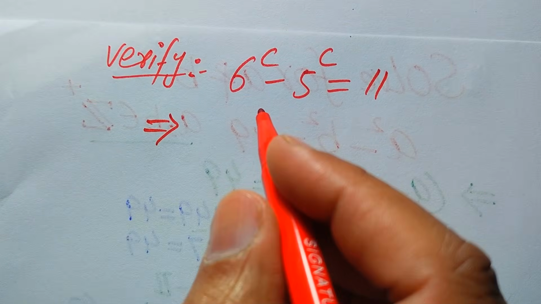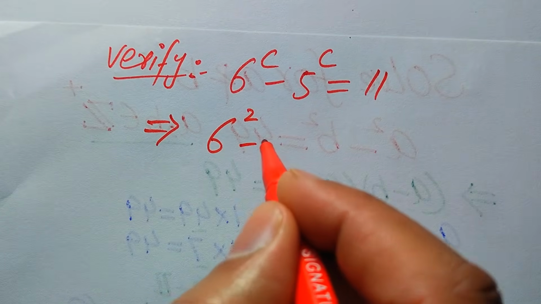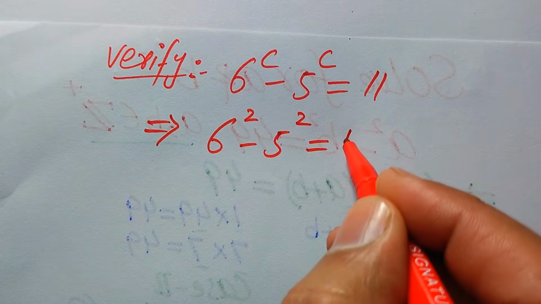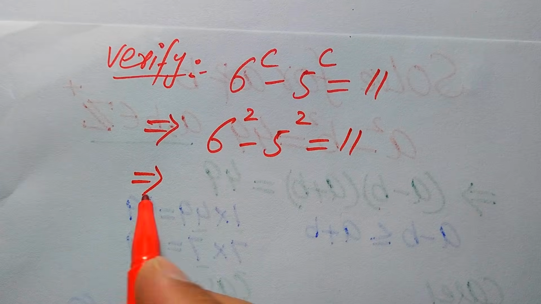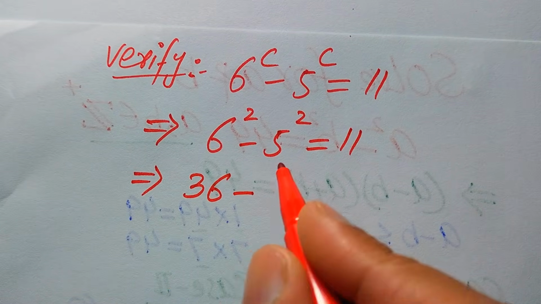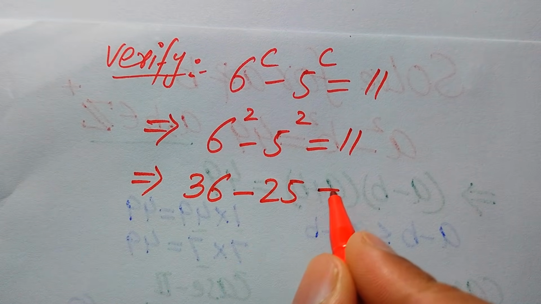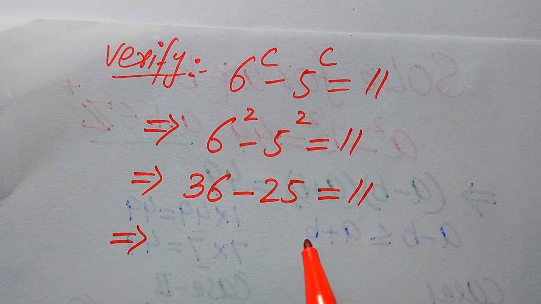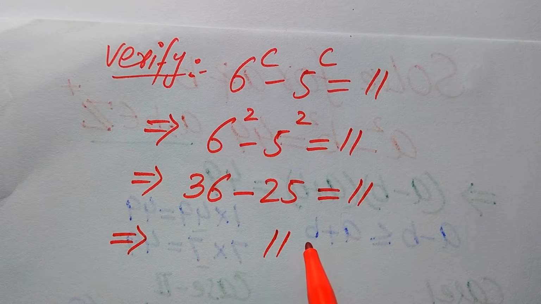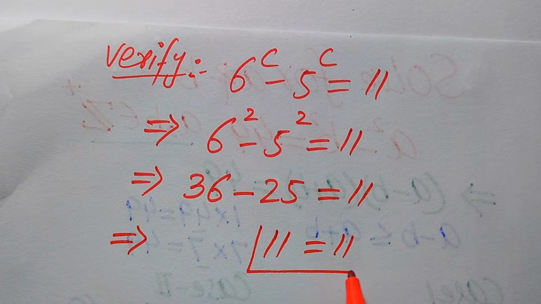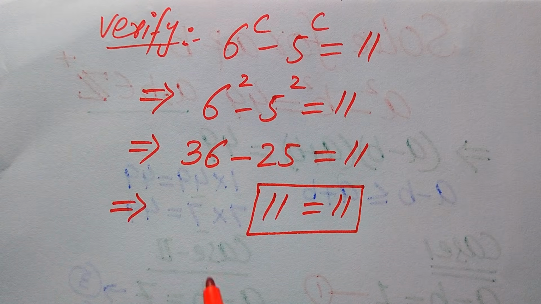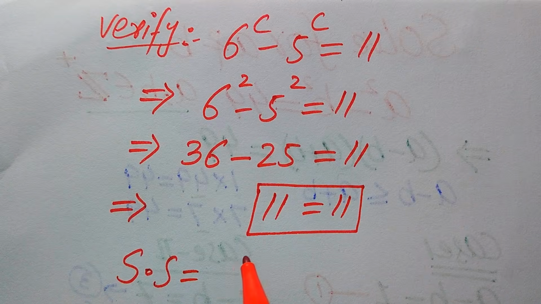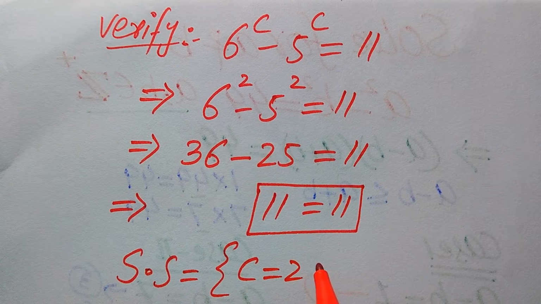So when we put c equals to 2 here, it becomes 6 squared minus 5 squared is equal to 11. And we have 6 squared becomes 36, minus 5 squared becomes 25, is equal to 11. So 36 minus 25 becomes 11, equals 11. This shows that both of the sides are equal. It means that the above value of c equal to 2 satisfies our given question statement. So finally, the solution set of this problem is c is equal to 2.